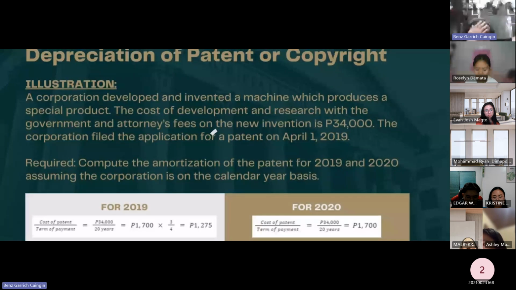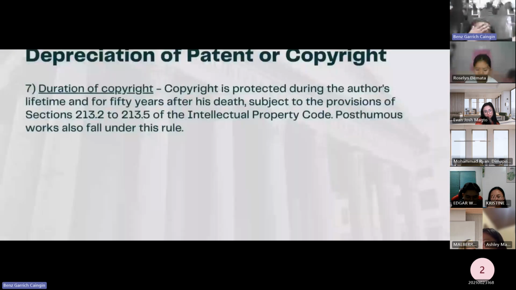Lastly, for the depreciation of patent or copyright, the duration of copyright. Now, copyright is protected during the author's lifetime and for 50 years after his death, subject to the provisions of sections 213.2 to 213.5 of the Intellectual Property Code. Posthumous works also fall under this rule.